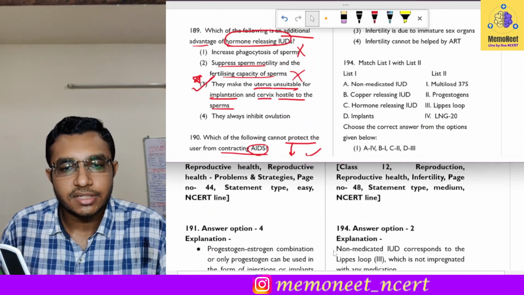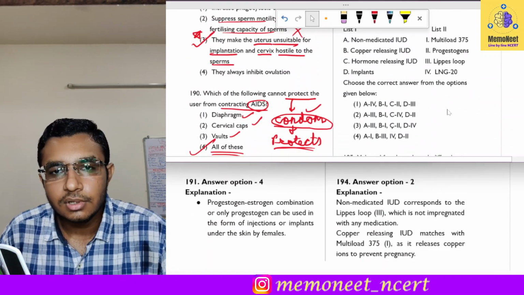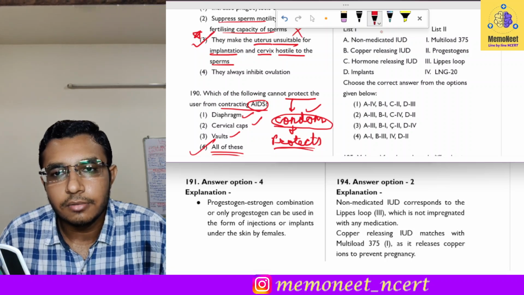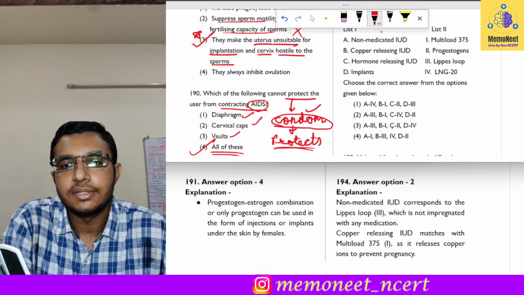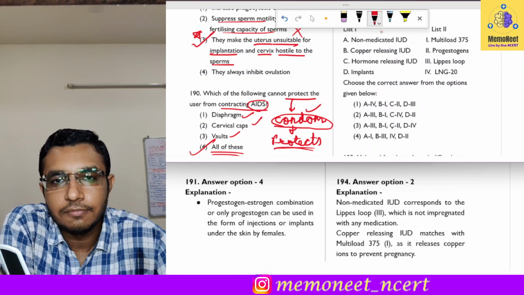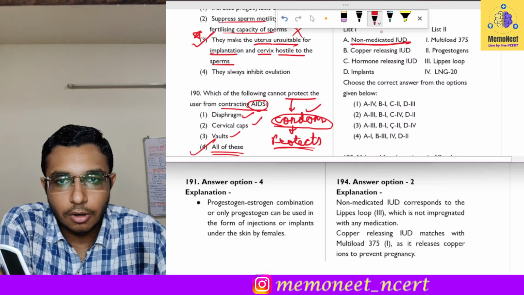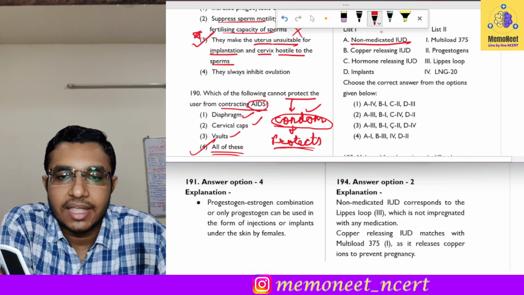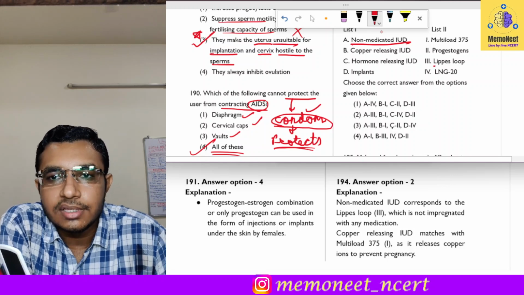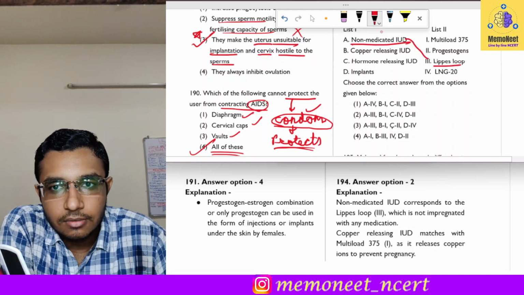Next question is question number 194. It is a match the following type of question. Okay, so we have to match the correct example of the intrauterine devices. Okay, so let us see them one by one. Option A is non-medicated IUD. Example of non-medicated IUD is the Lippes loop, so A goes with 3.